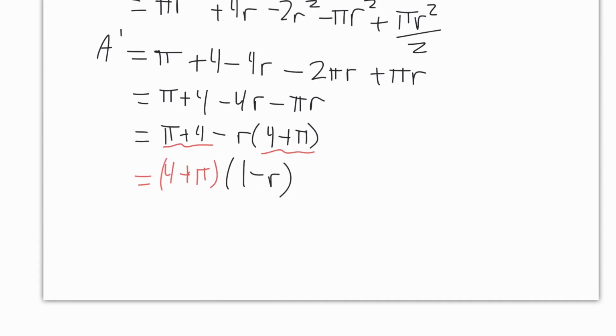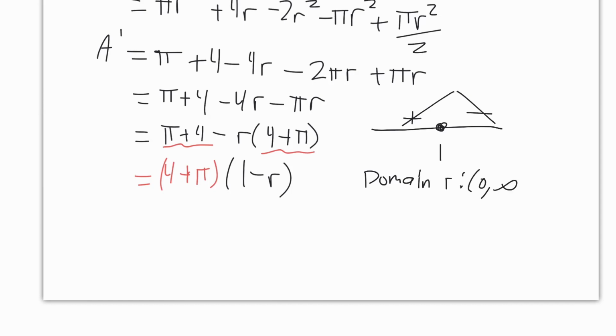So for my sign diagram, it looks very easy. We have just a nice beautiful root of 1, and then it is negative, positive, so it's increasing, decreasing. It's very clear where the maximum is, but we should just write the domain. The domain of r is going to be 0 to infinity. We couldn't have a negative radius if we wanted, so we put here 0, and we cross off the rest because it's not in the domain. So clearly r is equal to 1.